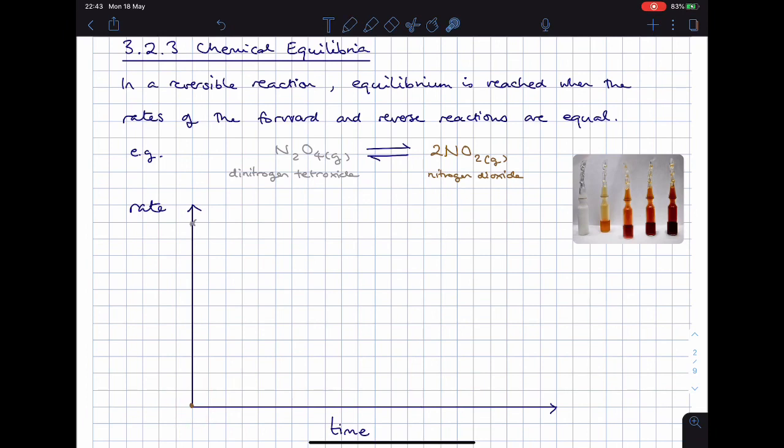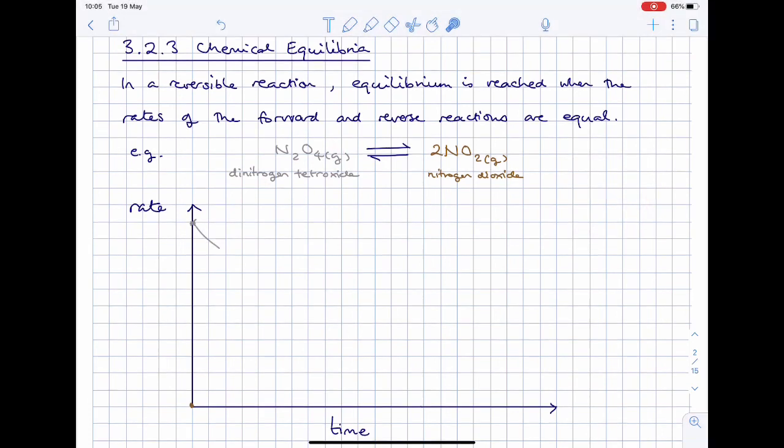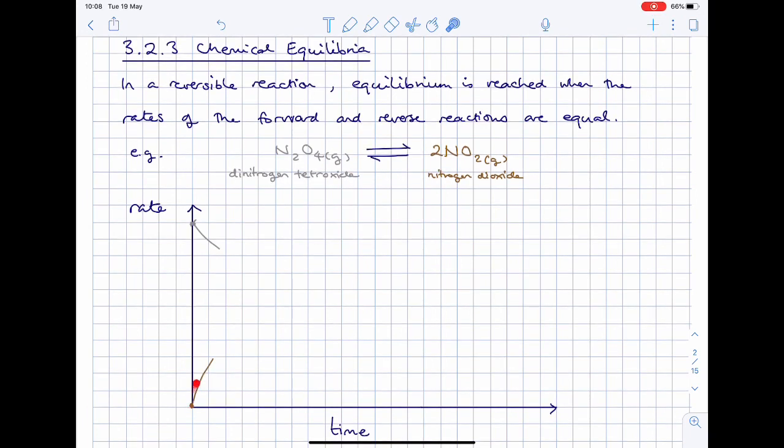The rate of reaction is going to be quite high at the beginning for the forward reaction because we've got relatively high amounts of the dinitrogen tetroxide, and as this reacts away, the concentration of this is going to decrease, so the rate is going to decrease for the forward reaction. As the forward reaction occurs, the concentration of the nitrogen dioxide will increase, and therefore the reaction going backwards, the reverse reaction, will start to occur, and the rate of the reverse reaction will start to increase. So we will see this happening.